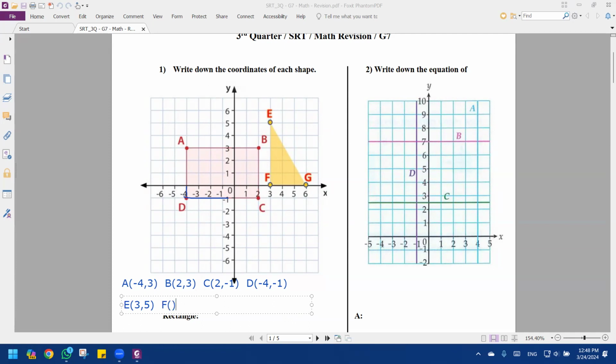Then the point F, the x value of it is 3. And then the y value, look at the point. If you go to the left, it's at 0. The point is not up and it's not down. It's on the x-axis, which means y is 0. Now, G, the x value is 6. The y value, as we said, since it's on the x-axis, the y value is 0.